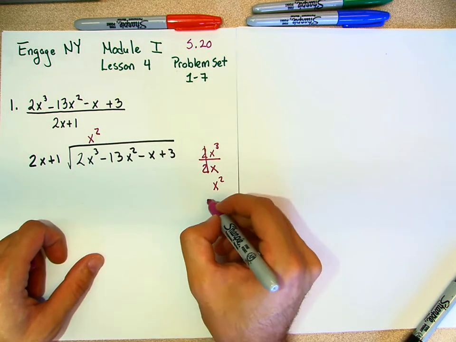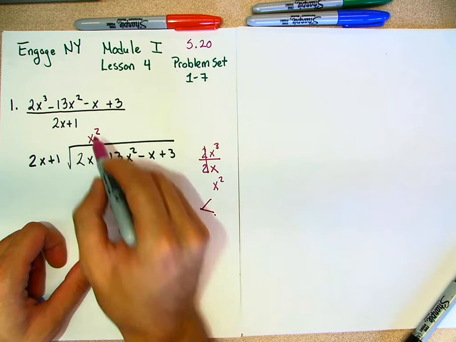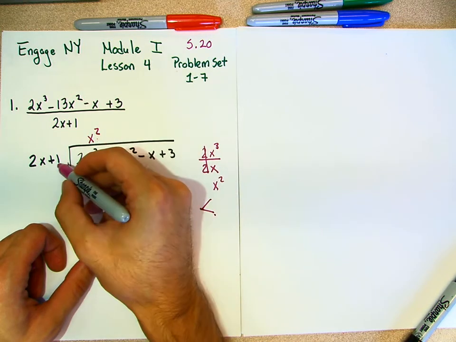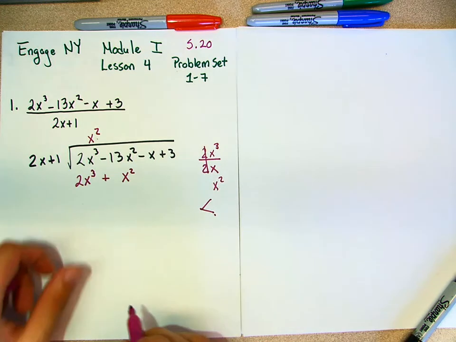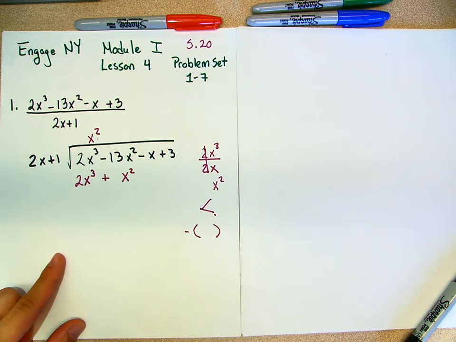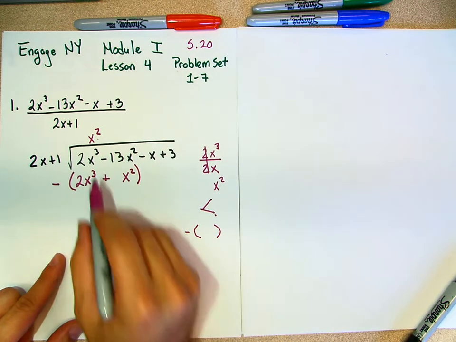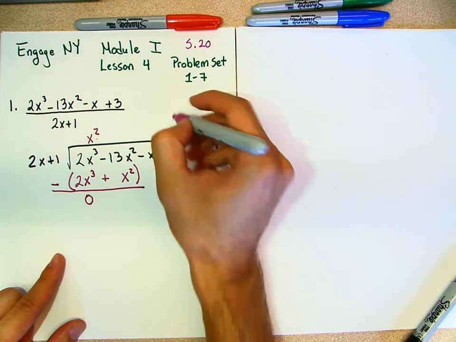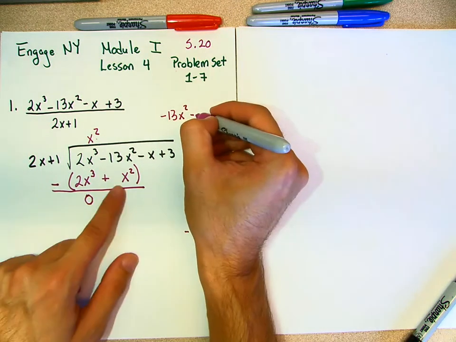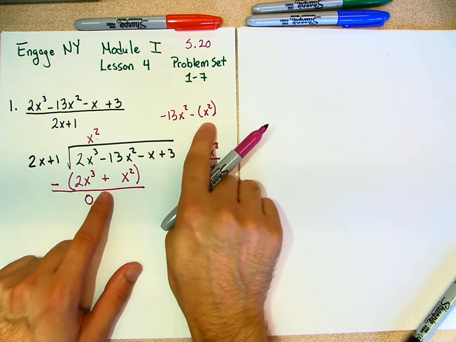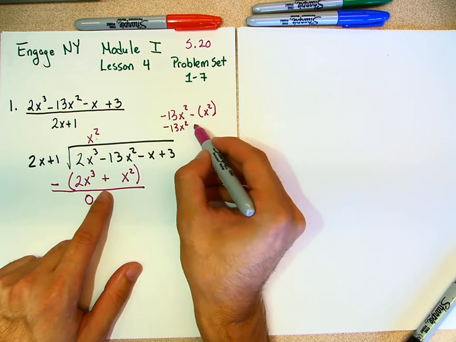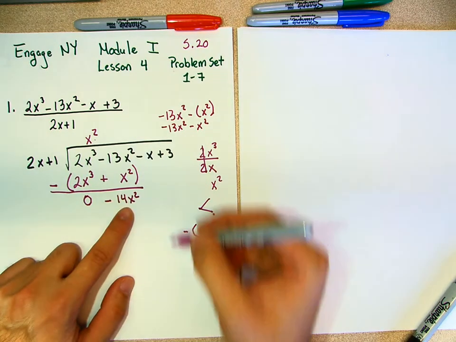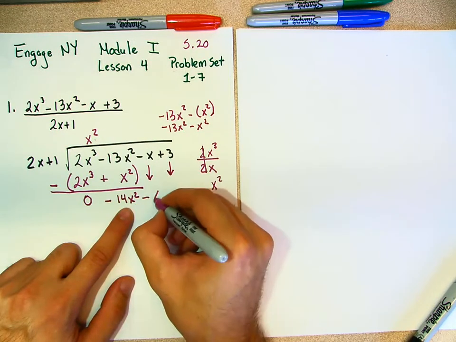And then what's the next move? Was the boomerang, right? 1, 2, 3. X squared times 2x is 2x cubed. X squared times positive 1 is positive x squared. What's the next move? Parentheses, parentheses, subtract, right? So 2x cubed minus 2x cubed, this is 0. Negative 13x squared minus a positive x squared, right? This is what you're doing. This becomes negative 13x squared minus x squared. So this becomes negative 14x squared. Then what do you do? You bring everything down, right? I bring this guy down and I bring this guy down. So minus x plus 3.